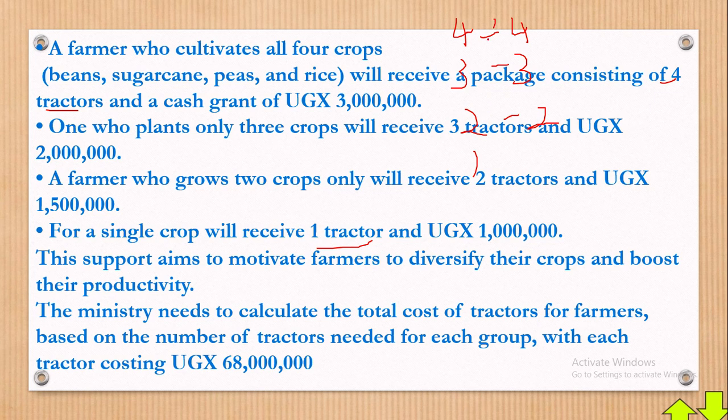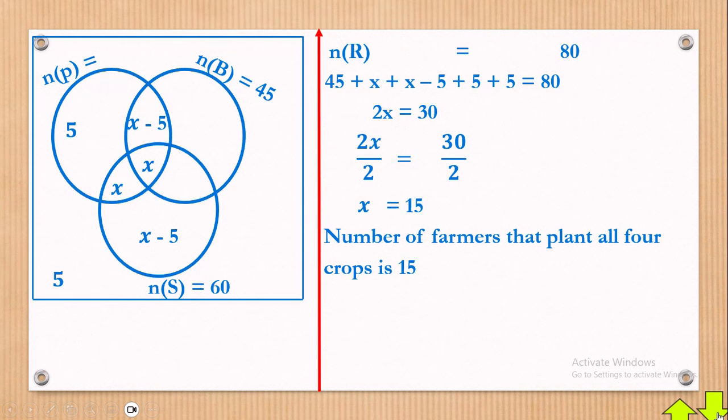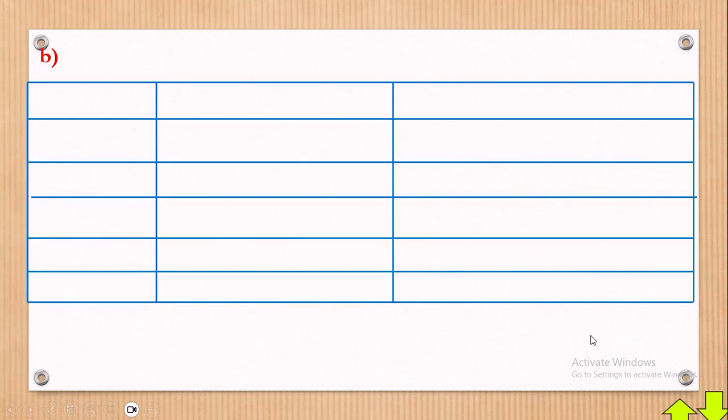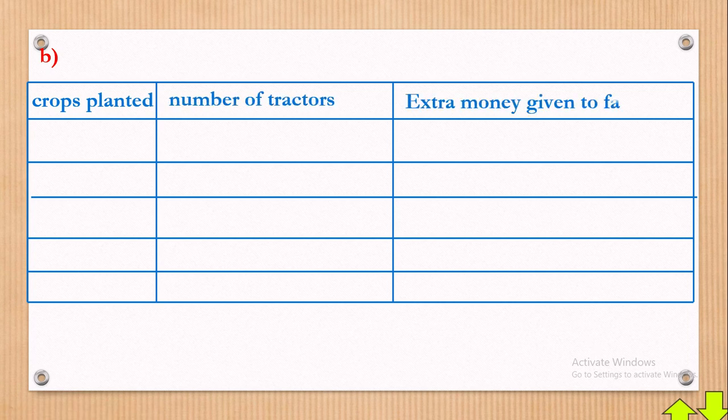It means that you shall also calculate the number of tractors as well. There you shall just be applying the number of farmers times the tractors we have there. For example, for this we had 15 farmers, so times the 4 tractors. How many tractors will I have in total? Let's go back there. Now we shall say the crops planted, number of tractors, and the extra money given.